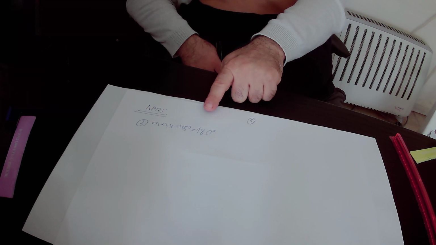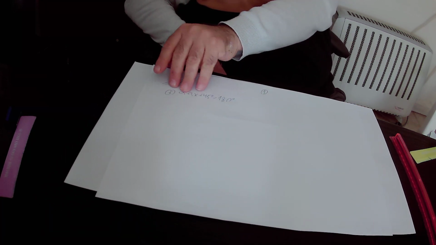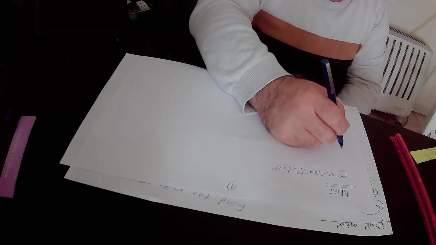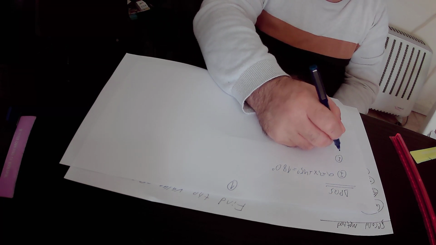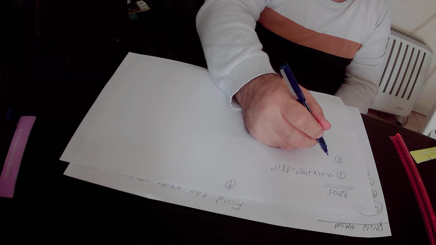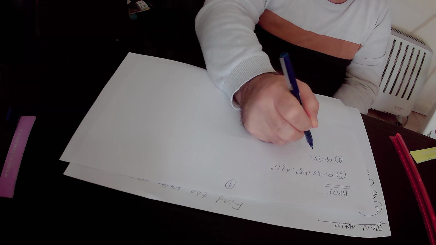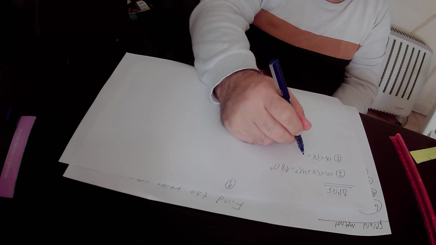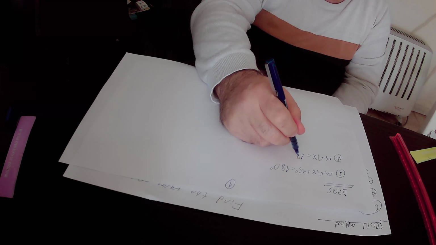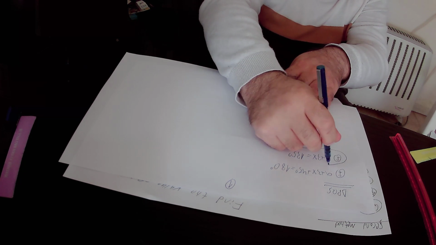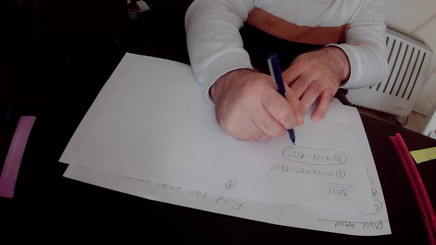Here we will subtract 45 degrees from this equation, equation number 1, and we will get that alpha plus 3x equals 180 degrees minus 45 degrees, which is 135 degrees. So we got that according to equation number 1, alpha plus 3x equals 135 degrees.